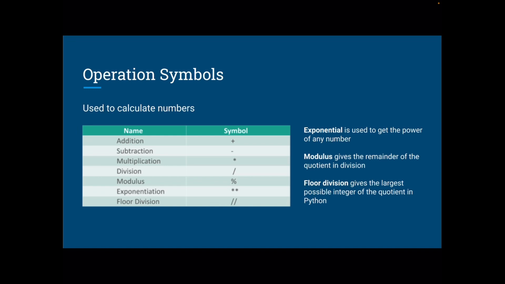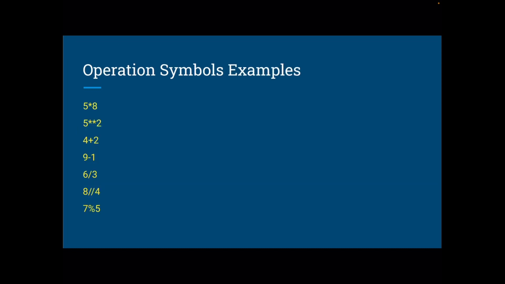And in case you didn't know, exponentiation is used to get the power of any number. Modulus gives the remainder of the quotient in division, and floor division gives the largest possible integer of the quotient in Python. So these are some examples of operation symbols: 5 times 8, 5 to the power of 2, 4 plus 2, 9 minus 1, 6 divided by 3, 8 floor division 4, and then 7 modulus 5.